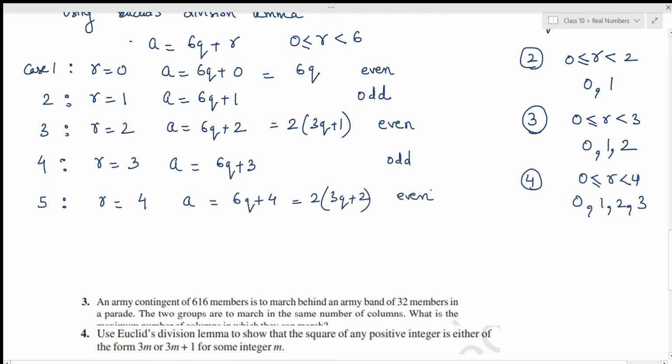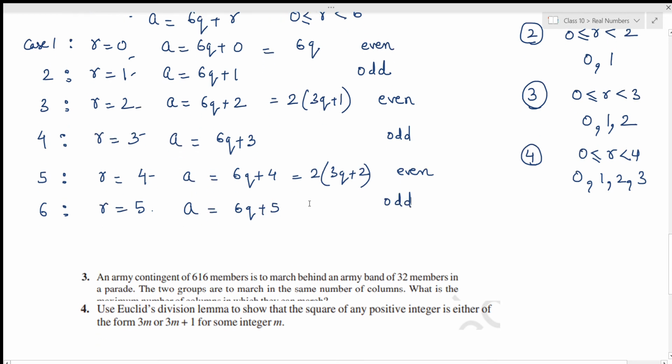This is again even. Now case 6, r is equal to 5, because I am dividing by 6, so my remainder can take values 0, 1, 2, 3, 4, 5. So last case, a is equal to 6q plus 5. You can easily say that this is odd.